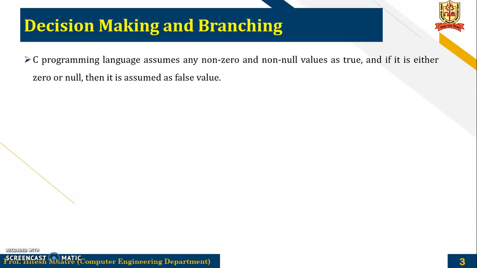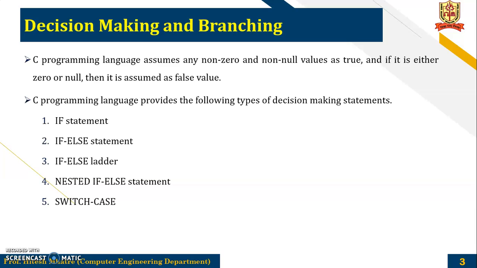Now the C programming language assumes any non-zero or non-null value as true, and if it is either 0 or null, then it is assumed as false. In the C programming language, there are different types of decision making statements: the if statement, if else statement, if else ladder, nested if else, and the switch case.